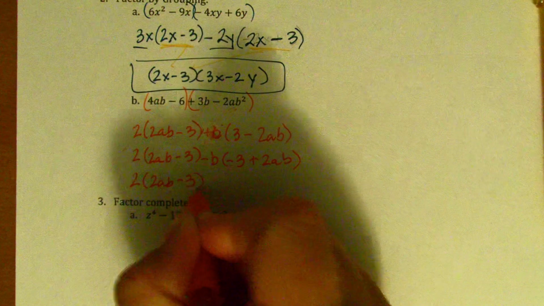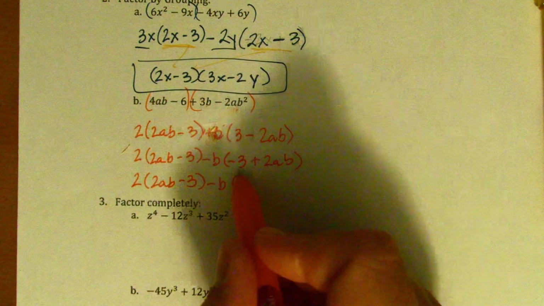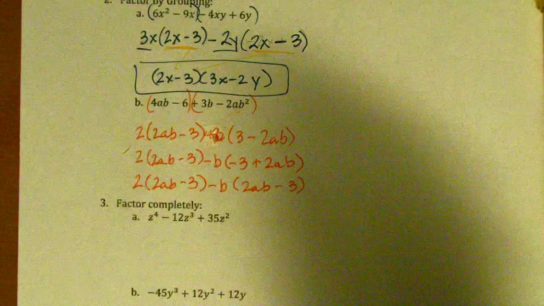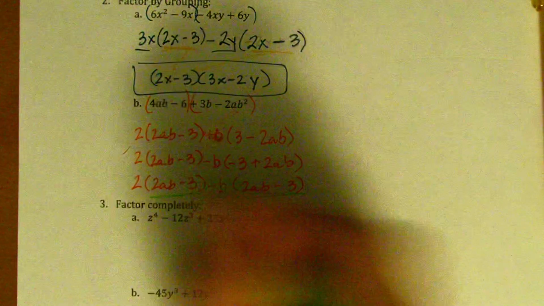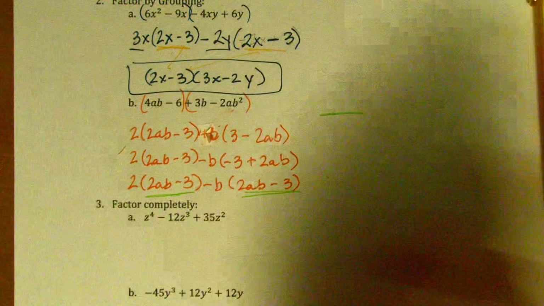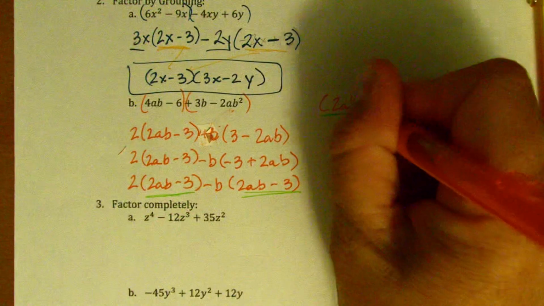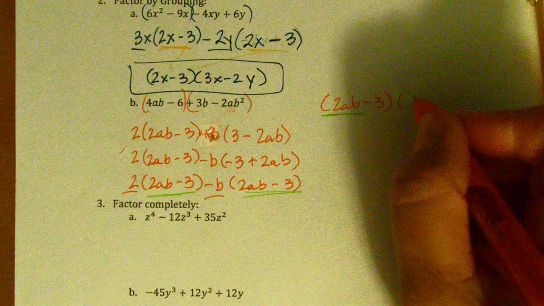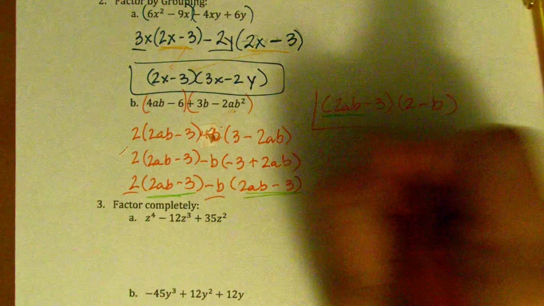2ab minus 3 minus b, and then 2ab minus 3. And now those are the same. So I can pull that out. 2ab minus 3. And I'm left with 2 minus b. And then it's factored.